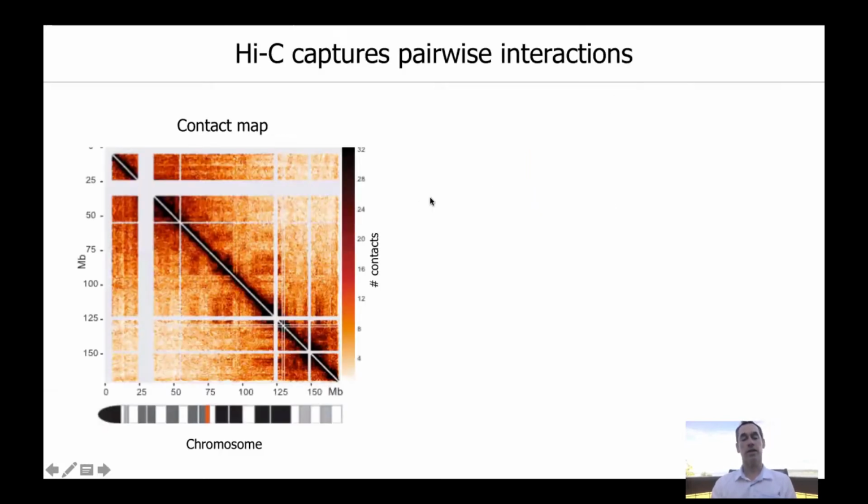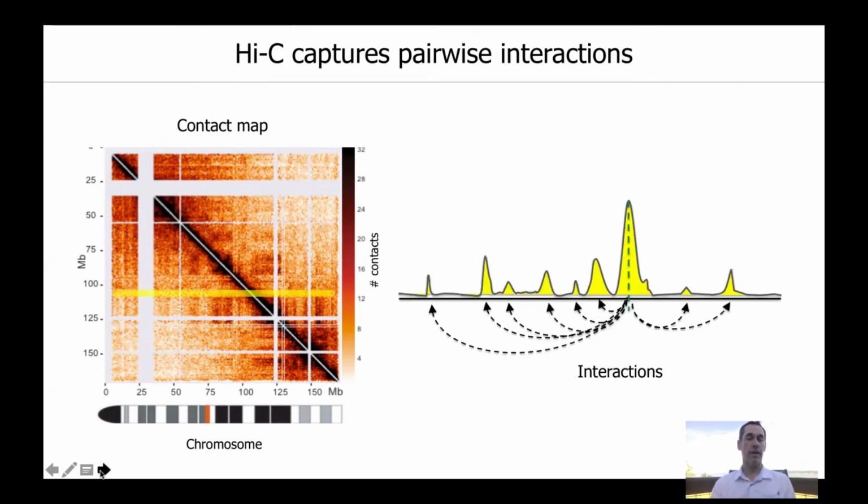Hi-C is a DNA sequencing technique that captures 3D interactions or pairwise contacts. And this is often visualized as a heat map or contact map representing the frequency of interactions for all pairwise regions along the genome. Here I'm showing an example for a single chromosome. What each row and column represents is all the interactions made by a single locus with all other loci in the genome.